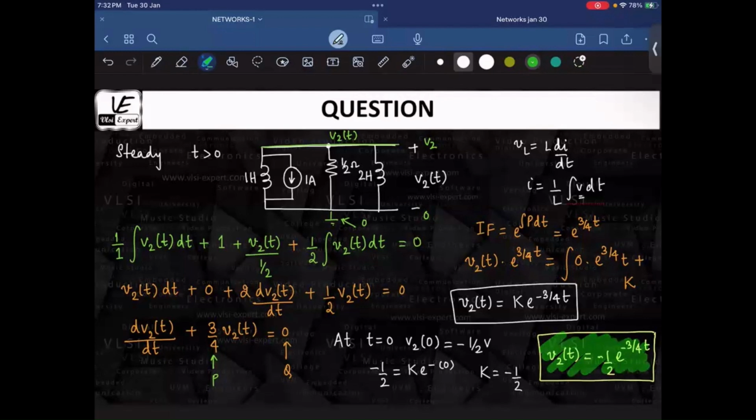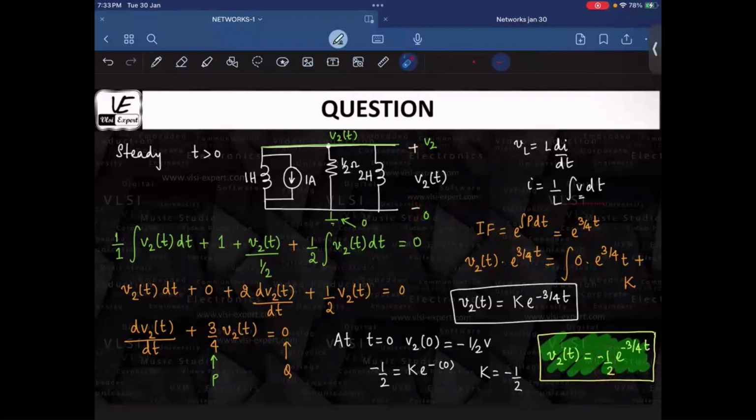Now looking at that last expression, can you tell me what you conclude from here? What is your inference? Voltage is exponentially decreasing, but minus is there. That minus is because the initial value of the voltage was negative half, right? Yes, ma'am. It could be positive or negative also. And negative is just because the polarity is the opposite of what is shown. If we had marked this as negative and positive, this would have been positive.